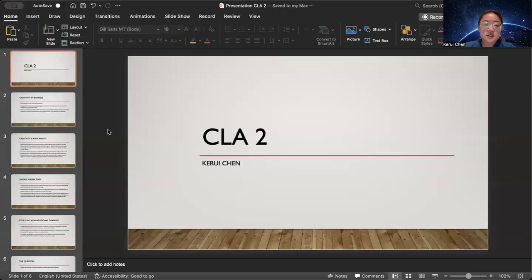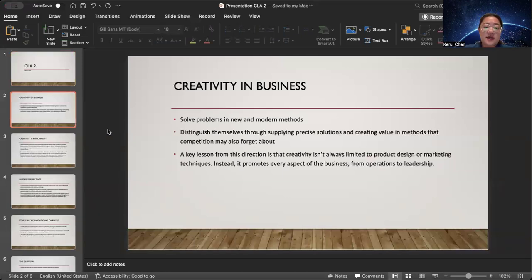So this is the third part of my CLA 2. This is a presentation of what I had in the paper. So the first part is about the creativity in business.